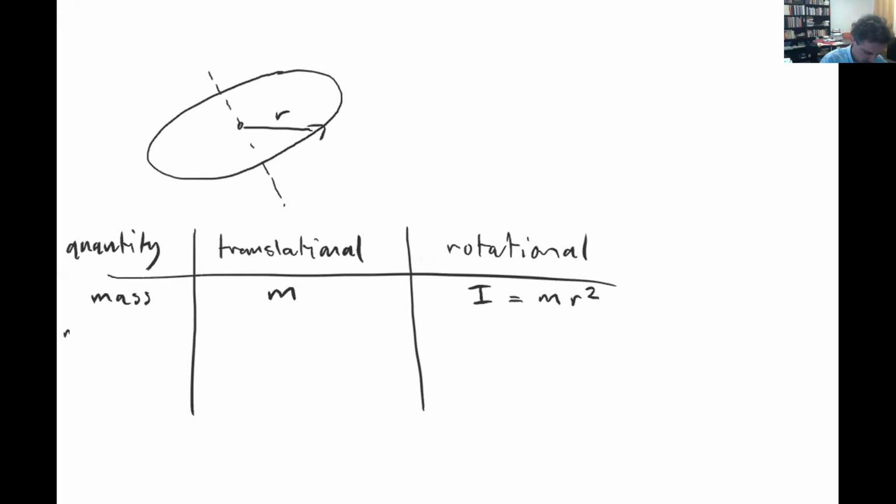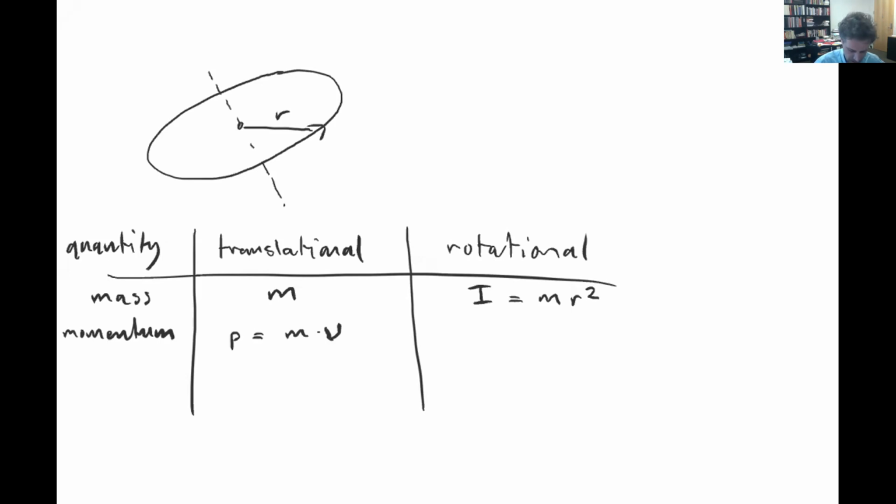The momentum was typically indicated by p, which equals m times v. This is a v now, not a nu. That was the translational definition of momentum. But rotationally speaking, we don't talk about this so-called linear translational momentum, but we talk about angular momentum.